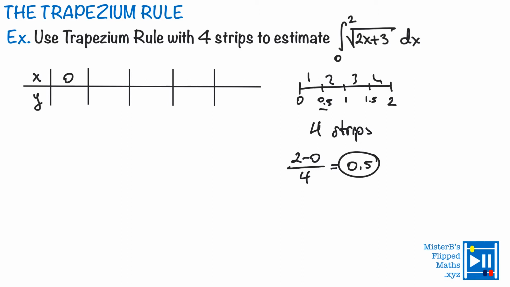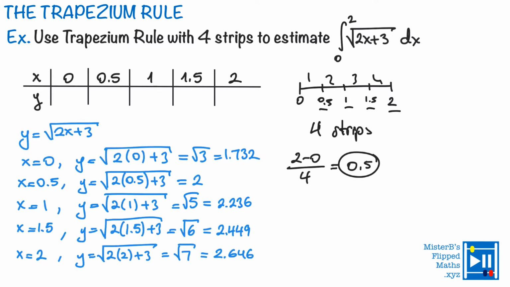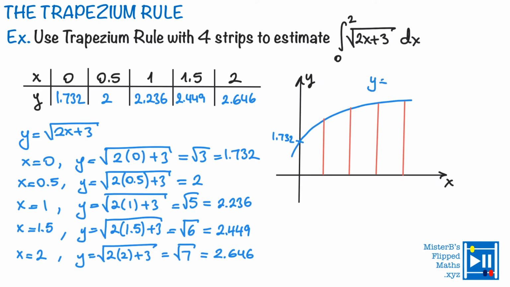So it's best if I put these values into my table. If I calculate the y values for each of these x values, I will get the following. And if I write these into my table, it will help me sketch my graph. Of course, I'm not going to be very accurate. I'm just going to sketch it, but I'm going to use this table for my calculations to estimate the value of the definite integral. So the graph of our function, square root of 2x plus 3, will look like this.